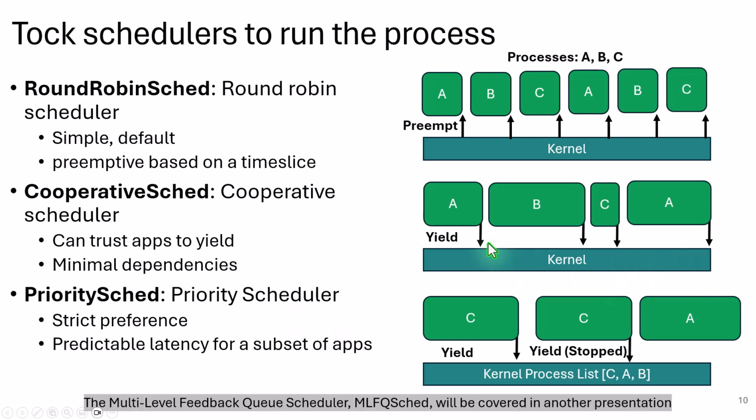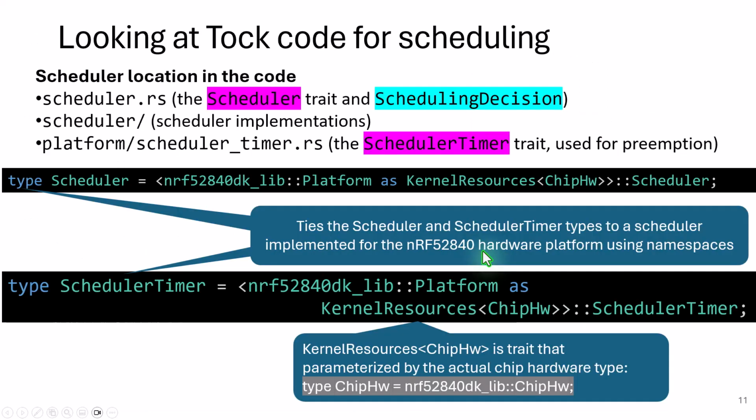But to look at some specific Tock code, here we have some of the specific code for scheduling. A couple of the traits: the scheduling code is located in scheduler.rs, and the scheduler trait and scheduling decision are two interesting bits of type to look at. You can also see that the scheduler timer is used in the process, so that trait is necessary if there's going to be preemption of the code.